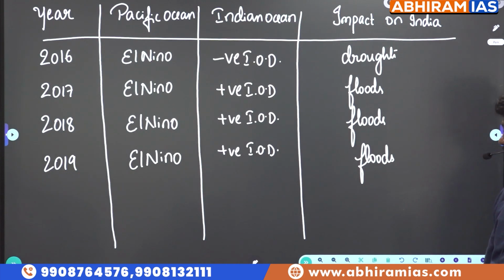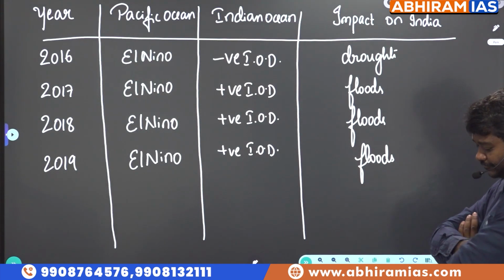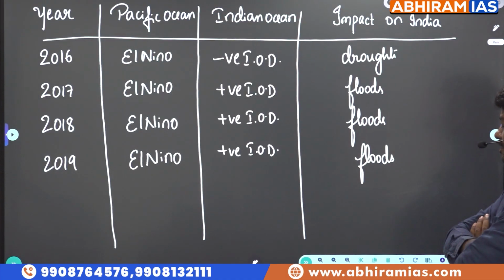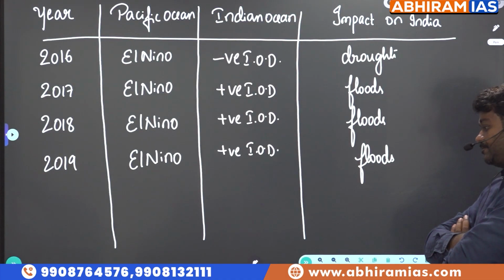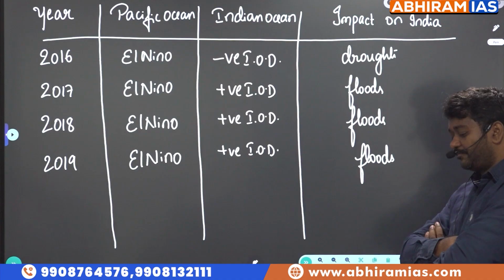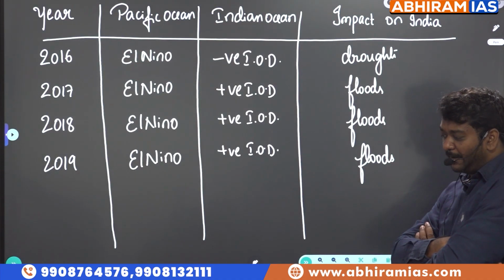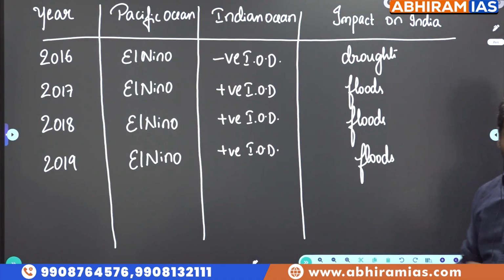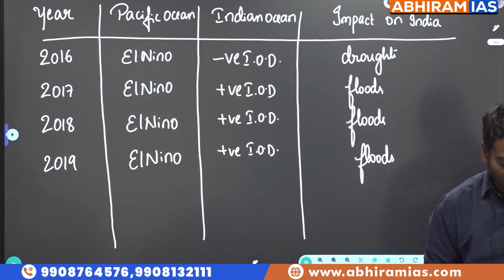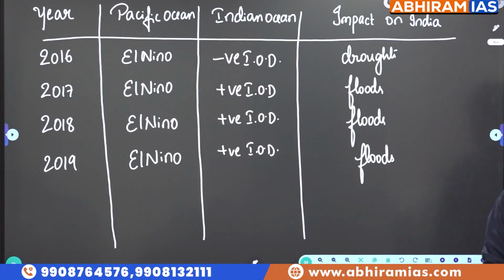Okay. Next, IOD can increase their impact on Indian monsoons compared to El Nino and La Nina.